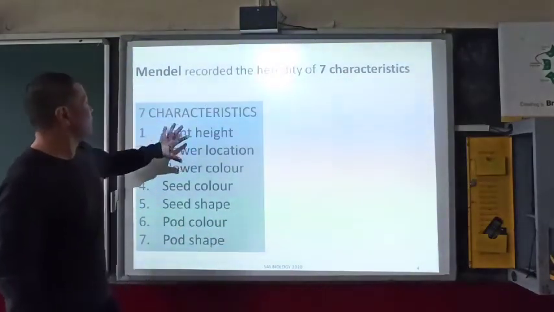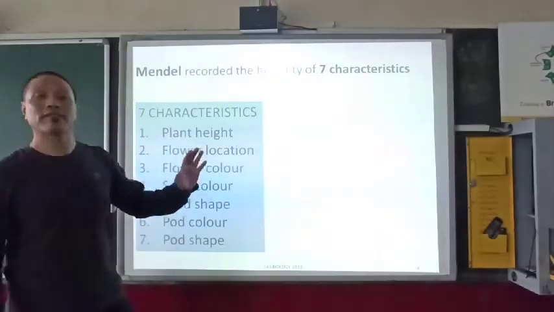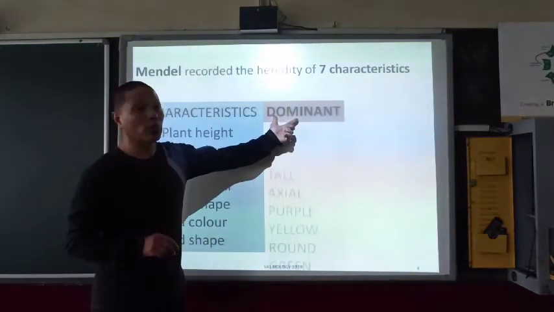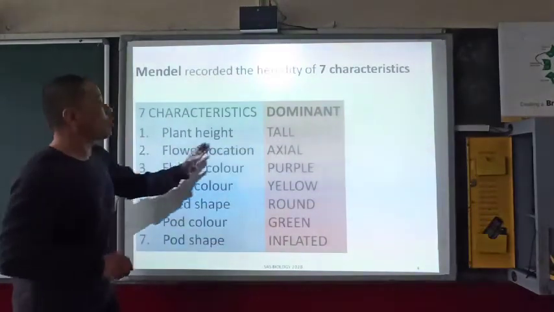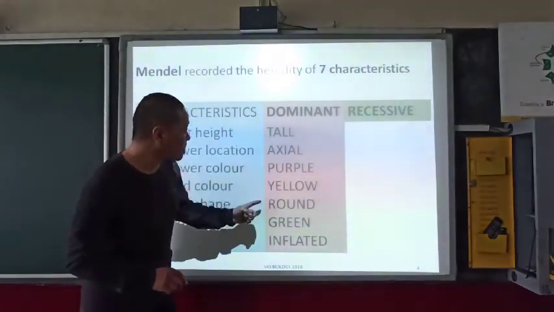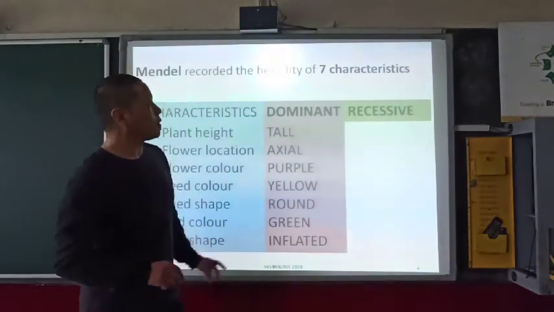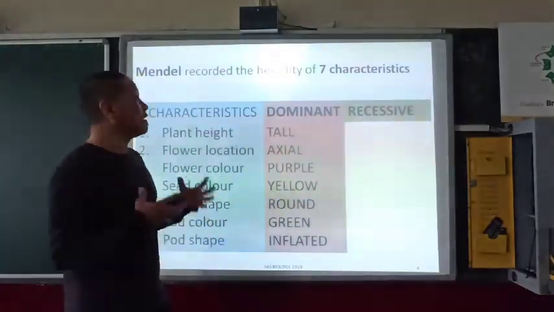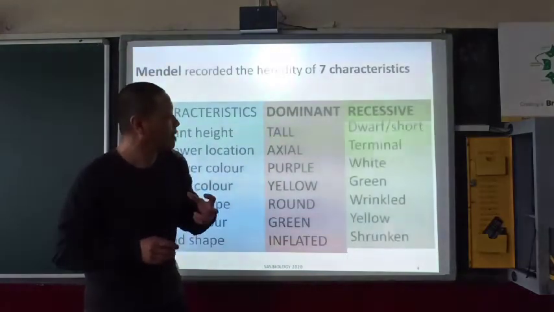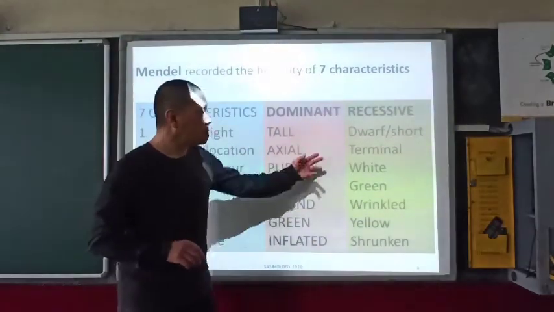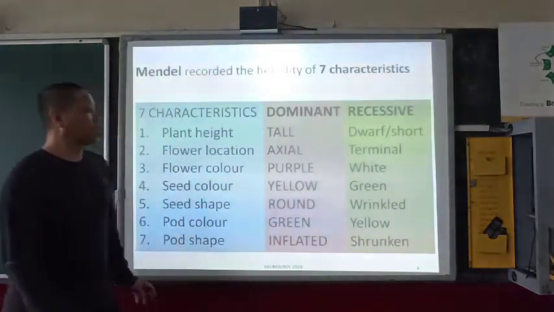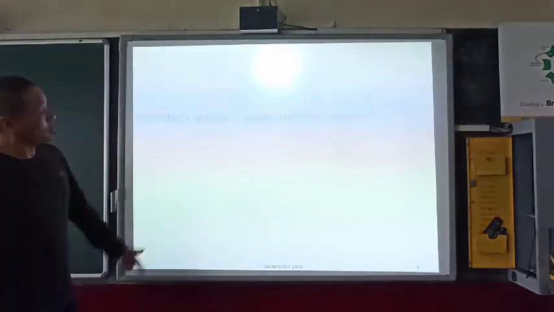Now, each of these characters has different versions. One of them is called the dominant one. These are the dominant traits for all these different characteristics. Tall, axial, purple, yellow, round, green, and inflated. All these are dominant. This is the one that appears in the plant, or expresses itself in the organism. And the other one is called the recessive, which remains hidden. So dwarf or short, terminal, white, green, wrinkled, yellow, shrunken pods. They are all recessive traits. There's nothing very difficult to understand here, so we'll move on to the next one.